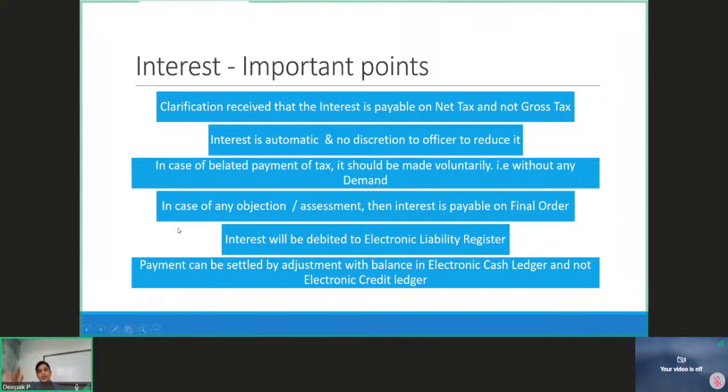Interest will be debited from the electronic liability register. As we have seen, in the electronic liability register, all taxes as per the return or the assessment also come and sit. Now this payment of interest in the electronic liability register can be made only from the electronic cash ledger and not from the electronic credit ledger. Why? Because the electronic credit ledger you use only for payment of taxes.